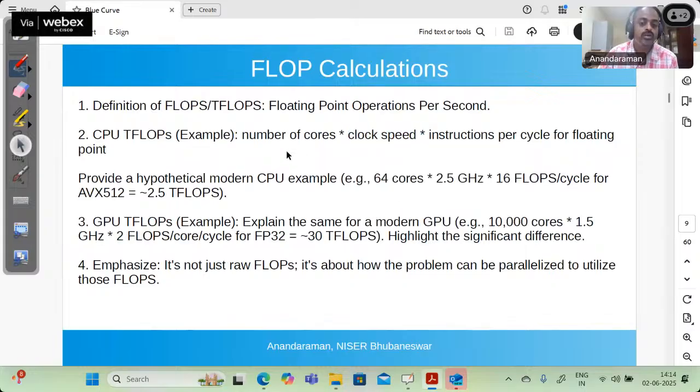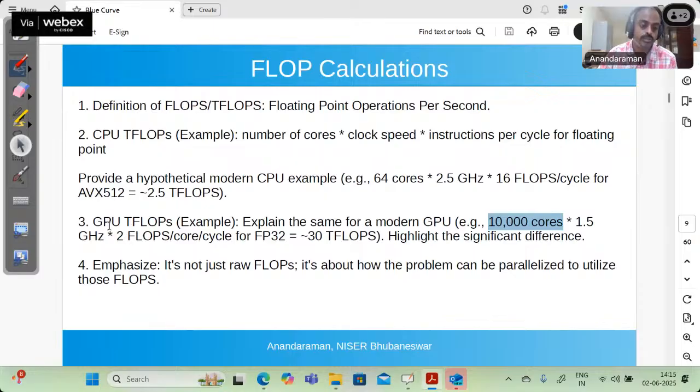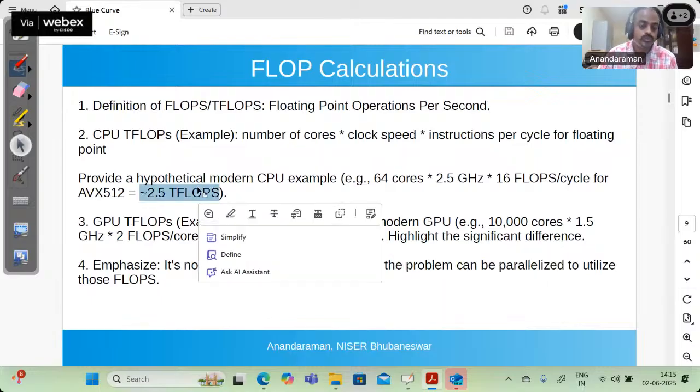For a GPU, the number of cores is more, but the clock speed is less compared to a CPU, and the floating point operations per cycle are also less compared to a CPU. But since the number of cores is so much more, the total number of FLOPS will be higher for a GPU compared to a CPU.